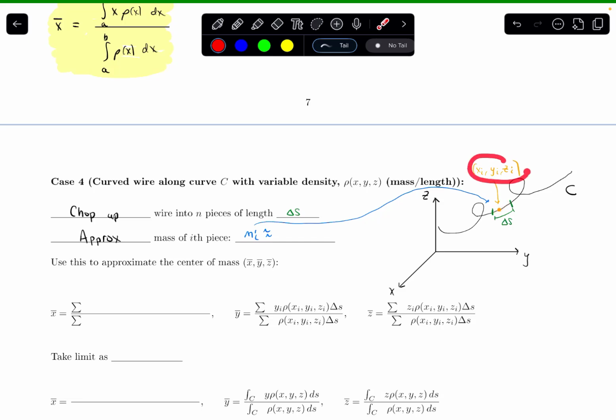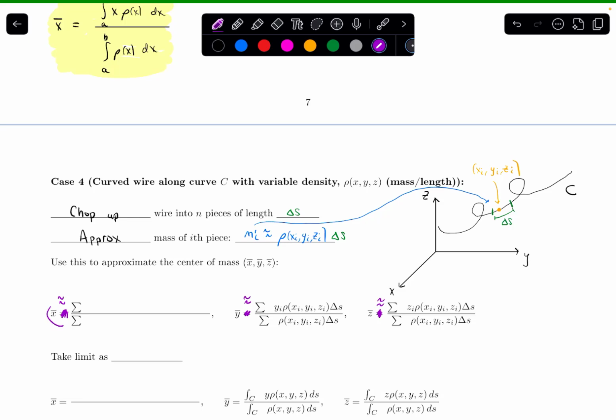So I'll take this point and plug it into my density function. That'll give me rho of xi, yi, zi for my density. Multiply that by the length of the piece, delta s, to get an approximation for the mass. Then, to get my x coordinate of the center of mass, there's one typo here right now. This is going to be approximately equal to. It's not equals exactly yet. And then similarly, this will be approximately equals, and this will be approximately equals.